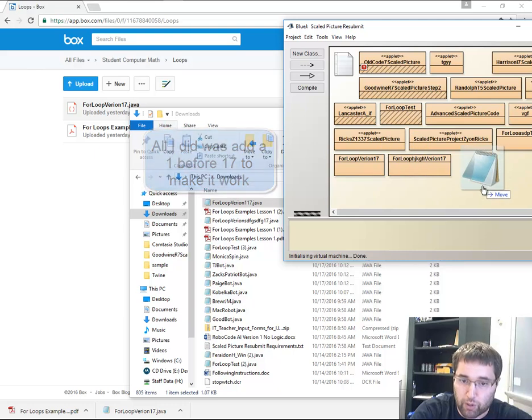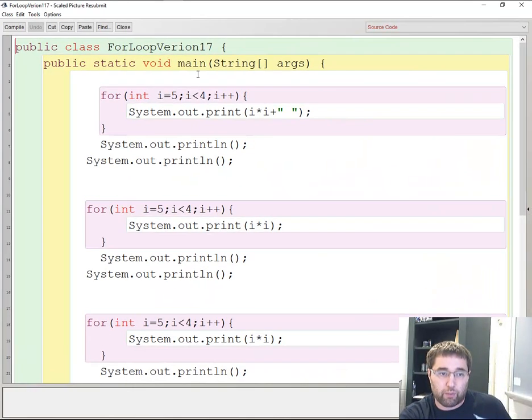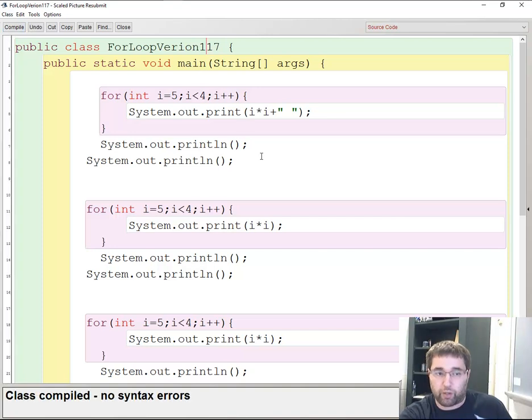So I'm going to left click, hold, and drag it over. And when I open this up, for some reason, if you just change the name here and compile, it'll work. If you compile without changing the name, it won't work because the names don't match. It's just easier just to change the name.